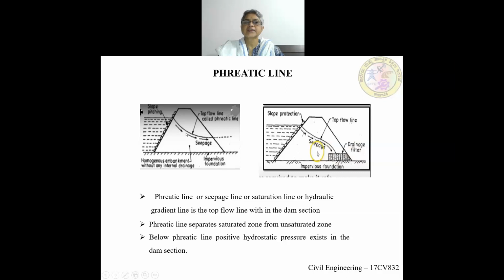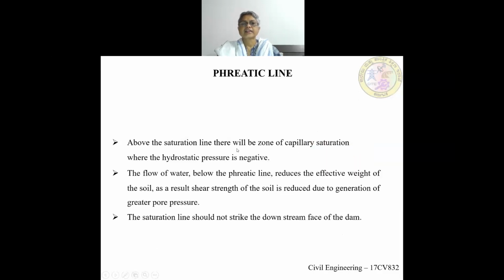So below the seepage line or the phreatic line, the zone is saturated with water. Above this, it is unsaturated. So there will be pore pressure below this. Positive hydrostatic pressure exists in the dam below the phreatic line. Above the phreatic line, there will be a zone of capillary saturation where hydrostatic pressure is negative. The flow of water below the phreatic line reduces the effective weight of the soil. As a result, the shear strength of the soil is reduced due to generation of greater pore pressure.